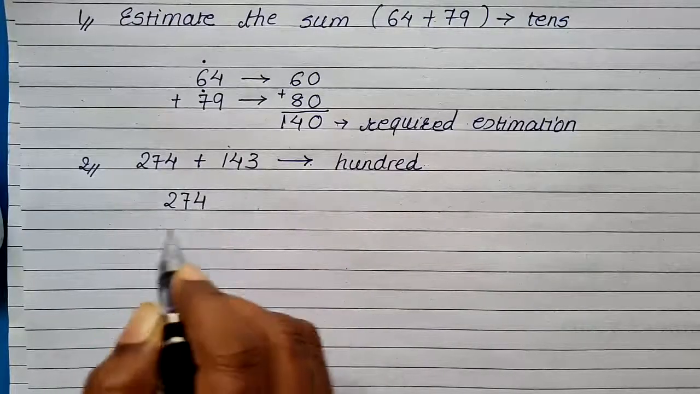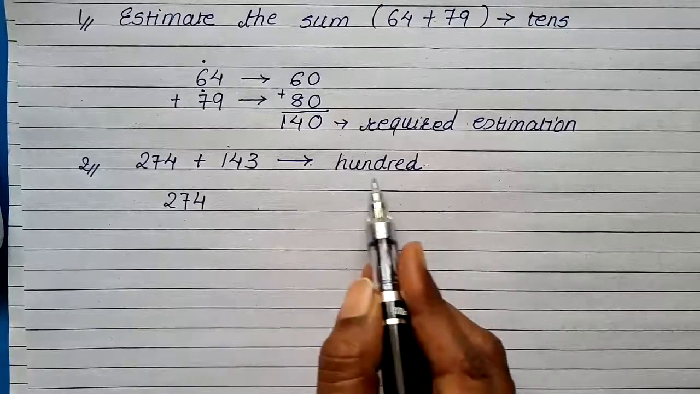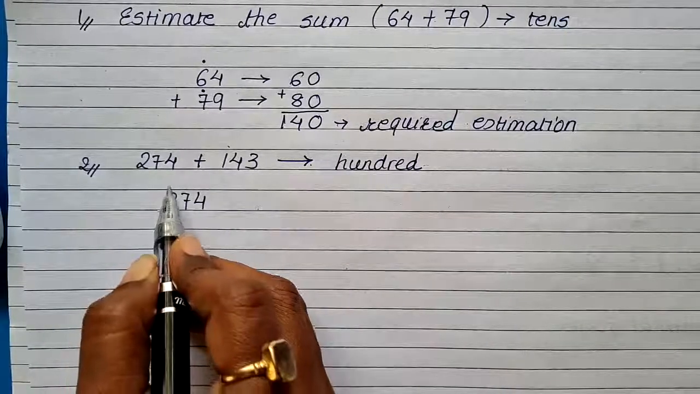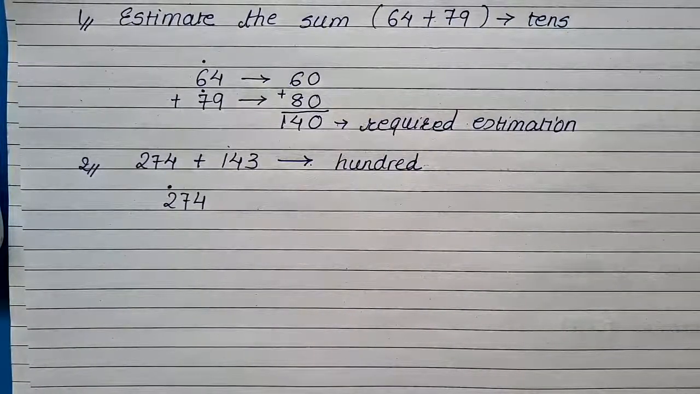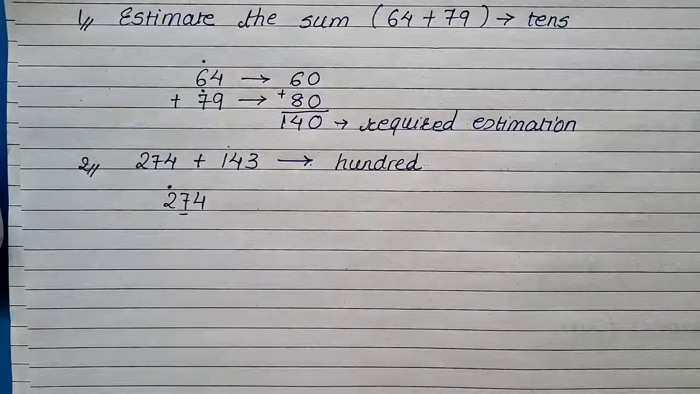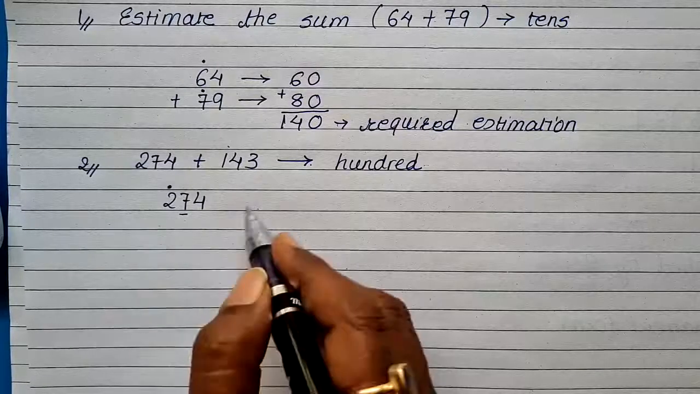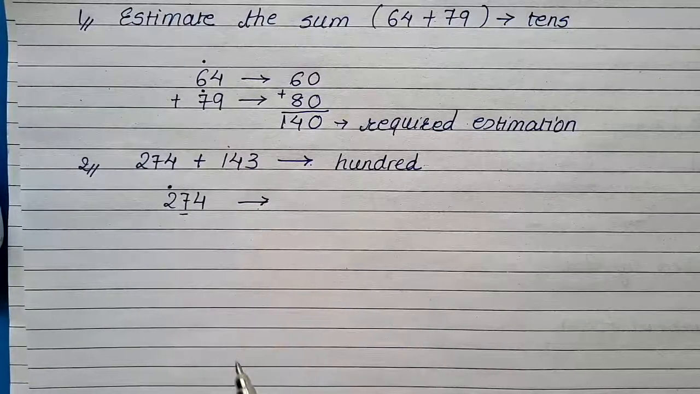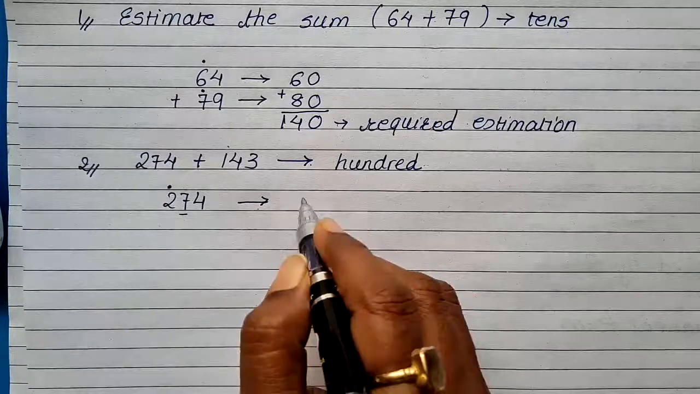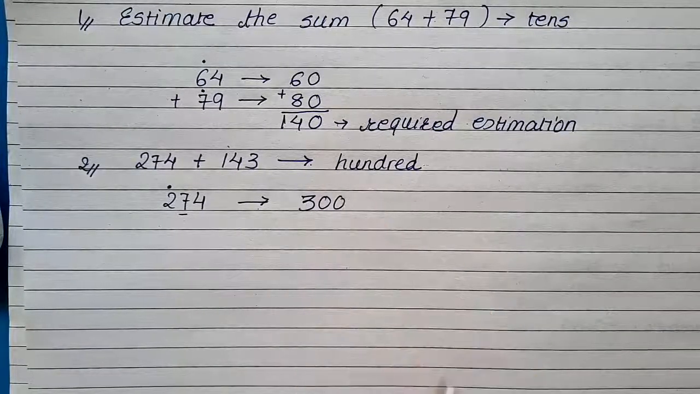274, we know that we need to round it off to the nearest 100. So ones, tens, 100. This is our target digit. Immediately after the target digit is 7, which is 5 to 9. So naturally, 274 is estimated to the nearest 100 as 300.